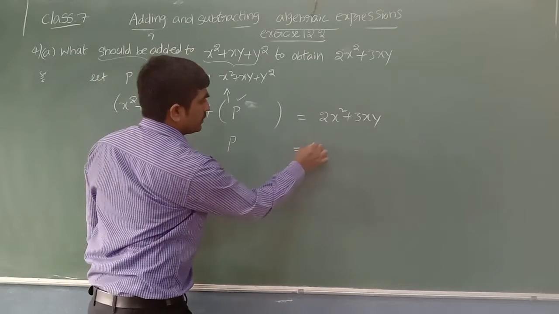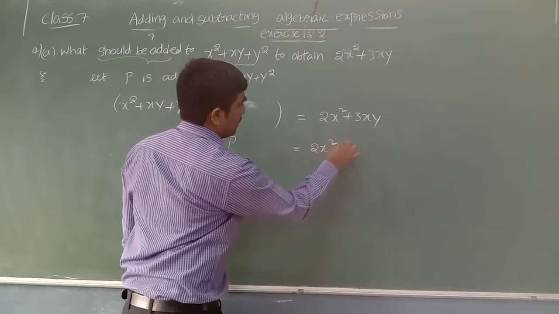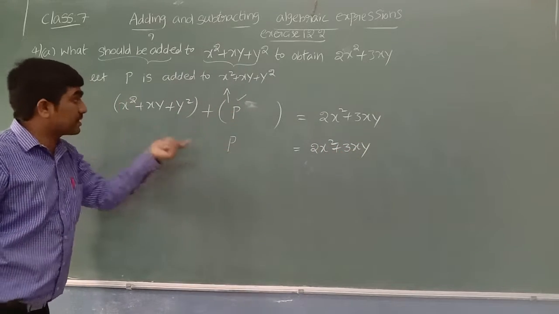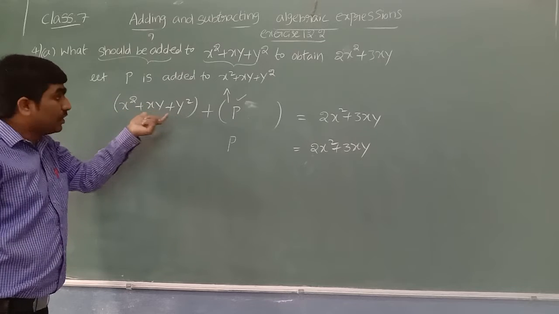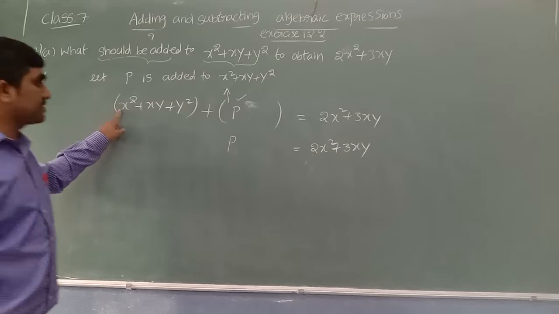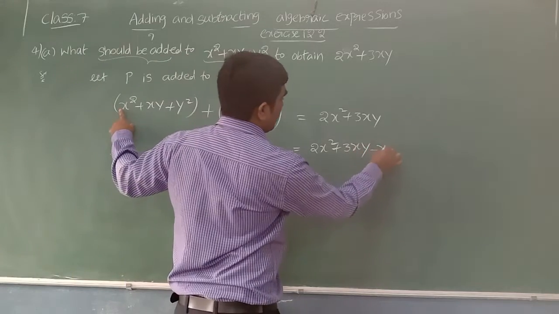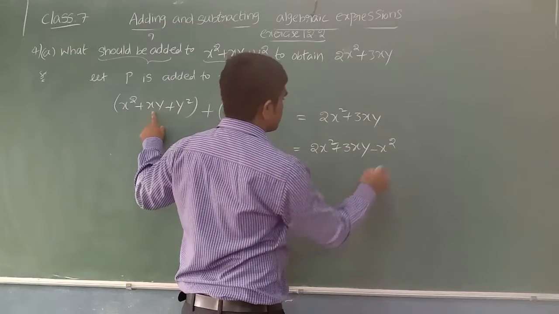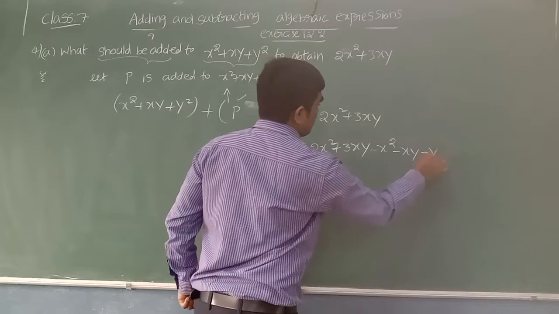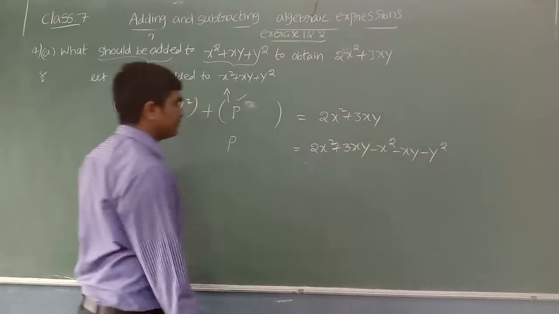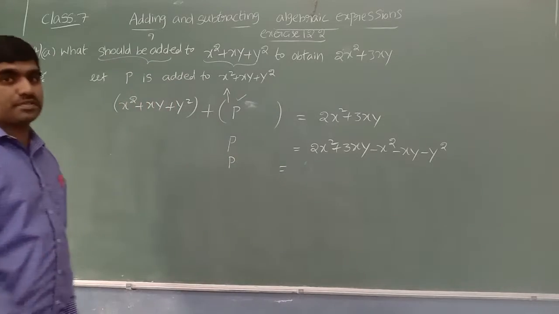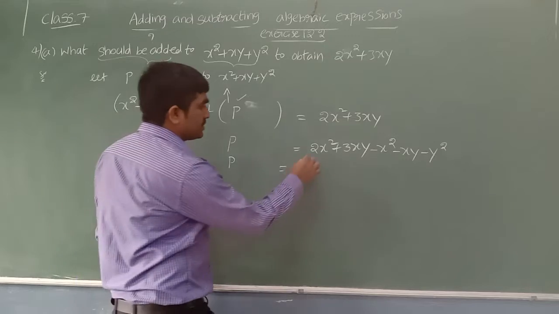Now p is equal to 2x square plus 3xy. To make p separate, we have these three extra terms, so transpose all three to the RHS. Plus x square, if you transpose, becomes minus x square; plus xy becomes minus xy; plus y square becomes minus y square. Now p is equal to, here you can make groups of like terms and simplify their coefficients.